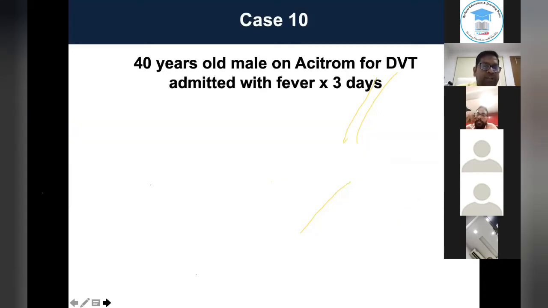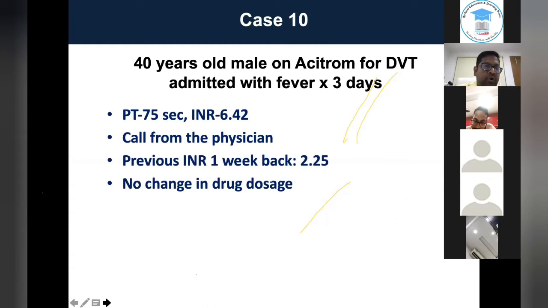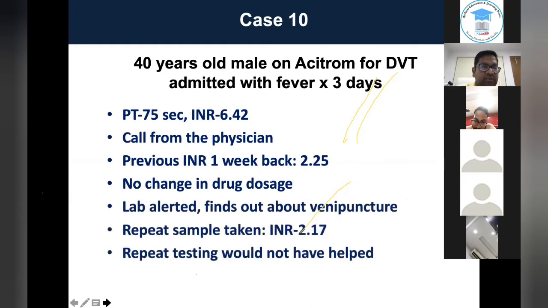A 40-year-old male with acute DVT admitted with fever since 3 days. PT is 75, INR is 6.42. Call from the physician. Previous INR one week back was 2.25, so no change in drug doses. The lab was alerted to find out about the venipuncture. A repeat sample was taken, repeat testing was done, and the repeat testing shows the INR to be 2.17.